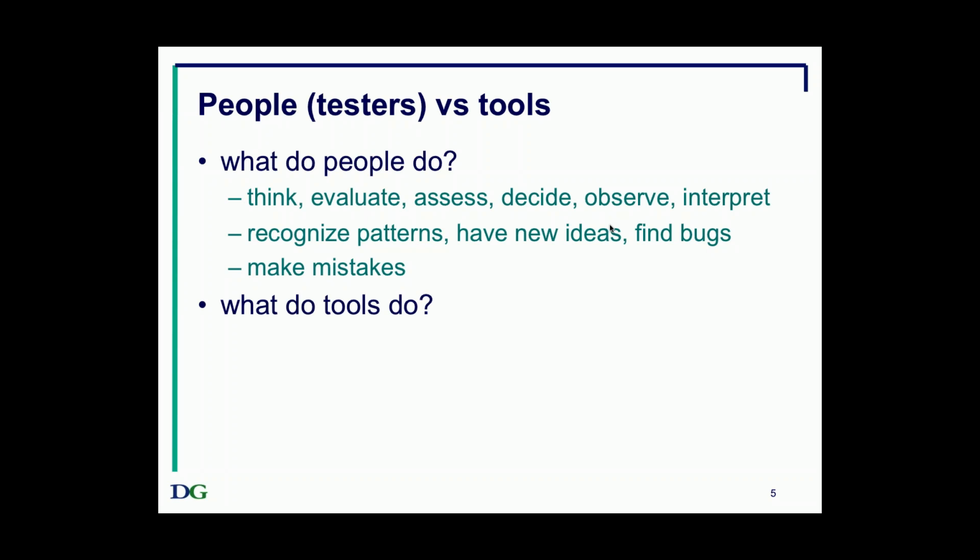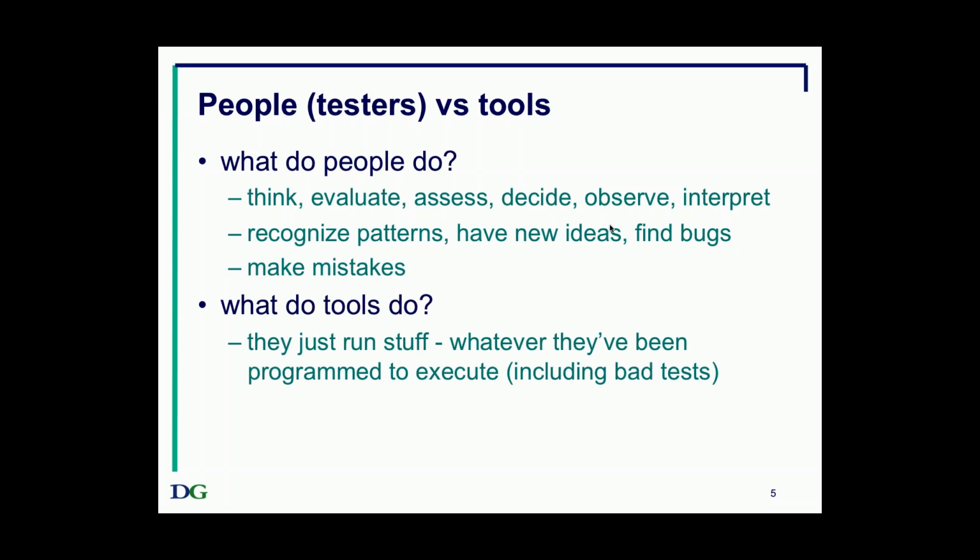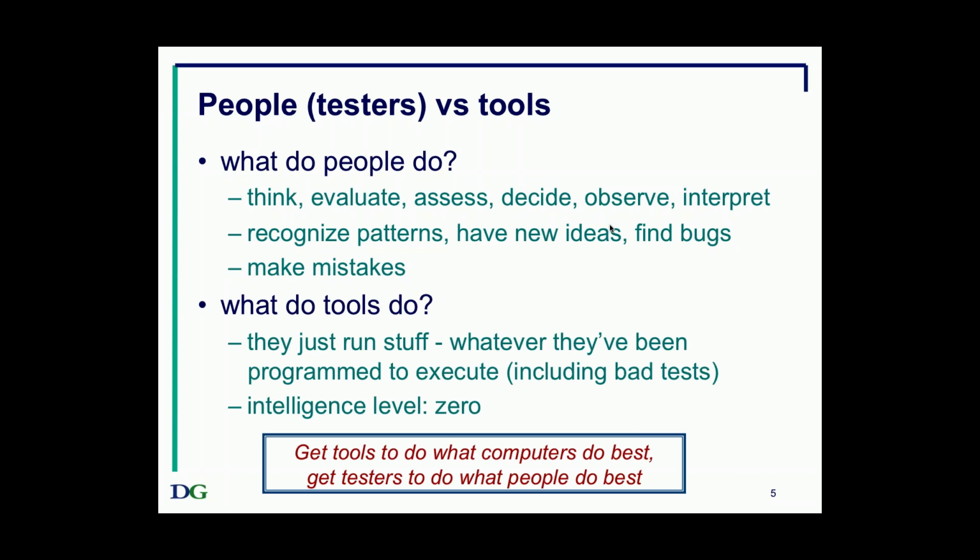Well, actually, these testing tools do not do testing. What the tools do is they just run stuff, and they run whatever they've been programmed to run, including bad tests. If you give a testing tool terrible tests to run, it will quite happily do them. Not happily, because they don't have emotions. But the intelligence level of a tool is zero. Absolute zero. So in order to get the best out of both people and tools, we should get the tools to do what computers do best and get testers to do what people do best.